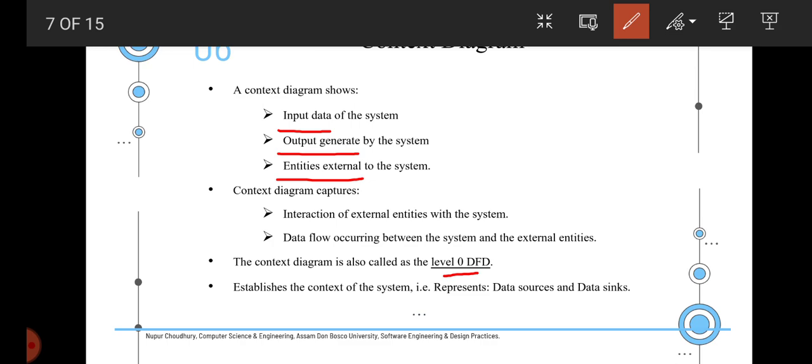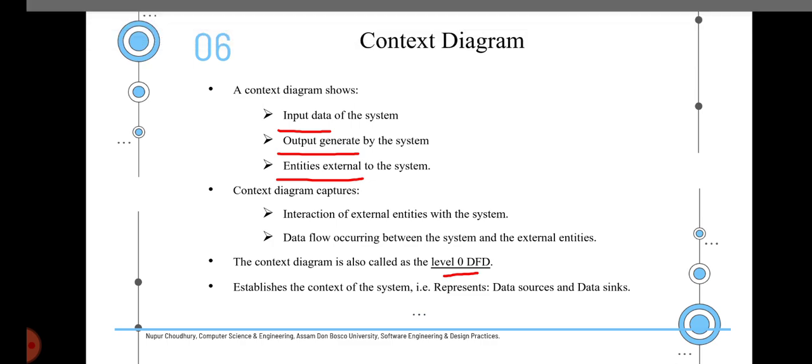This is very important from the concept of the entire DFD in detail, because without the context diagram it is next to impossible to further move ahead with a detailed representation of the DFD. So the parent or the root of the DFD lies in the context level or level 0 diagram.